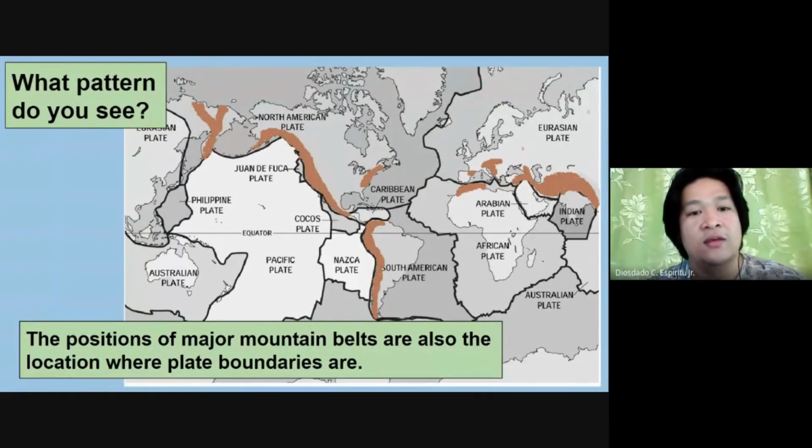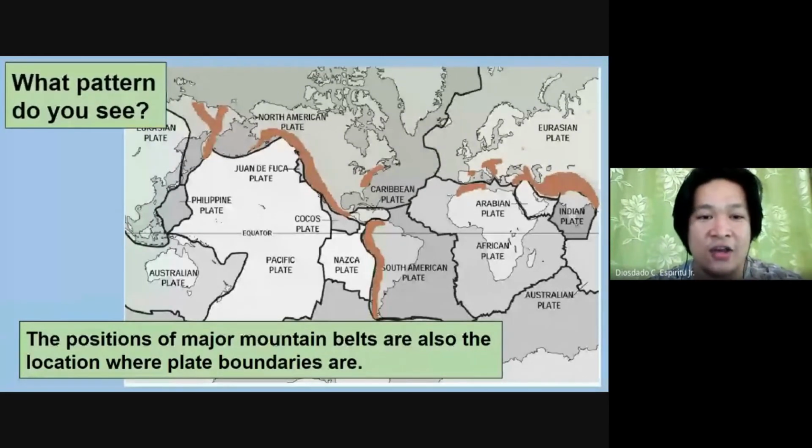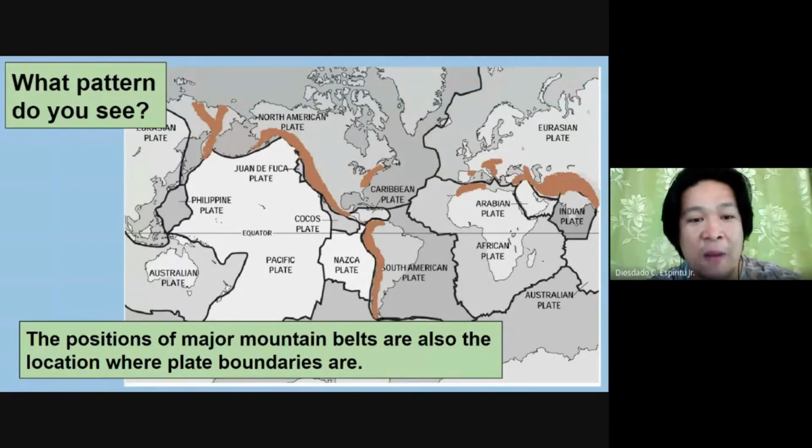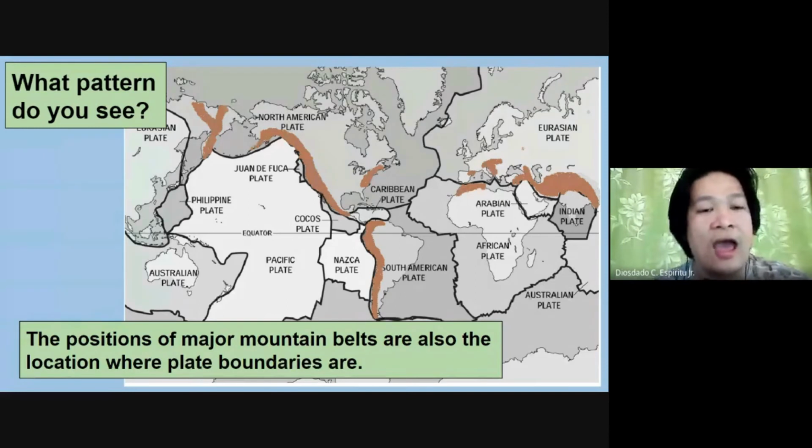So whenever you see a mountain in real life, the big idea here is that if you see a mountain, maybe one or two or a group of mountains, that is a mountain range, maybe you are standing at a certain plate boundary. Do you have any question on that? That is the big idea. If you see a mountain, it means you are standing at a plate boundary.